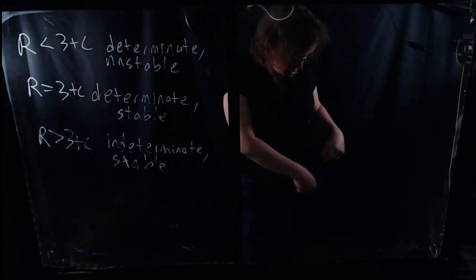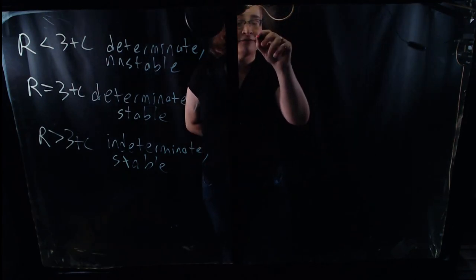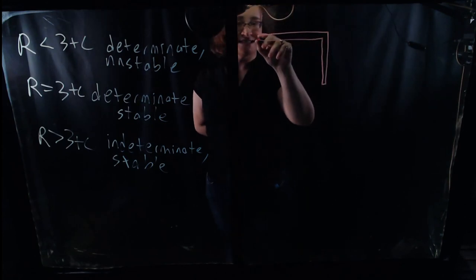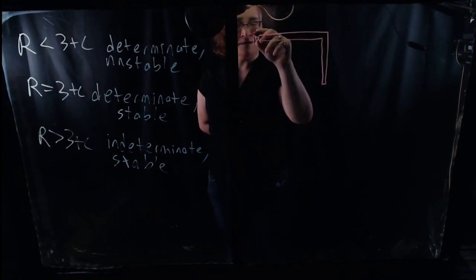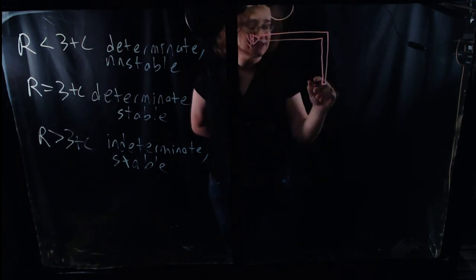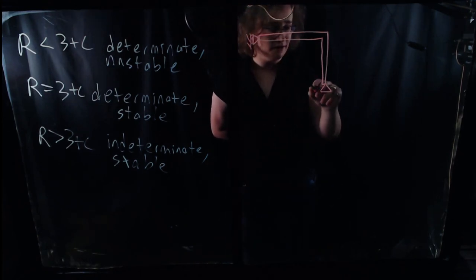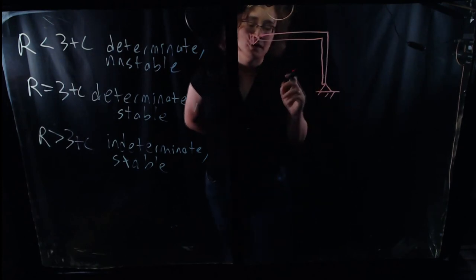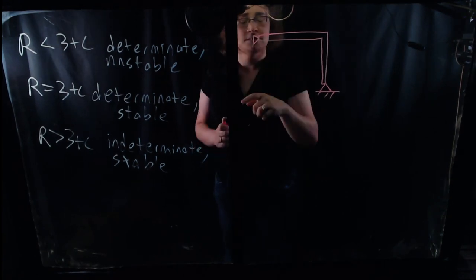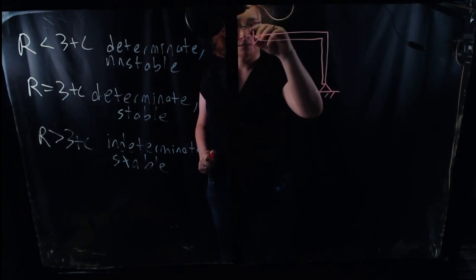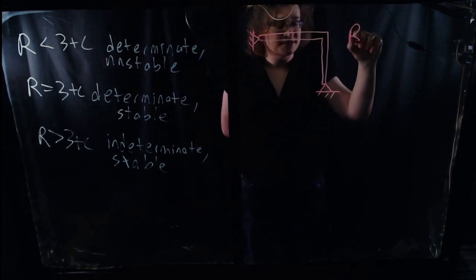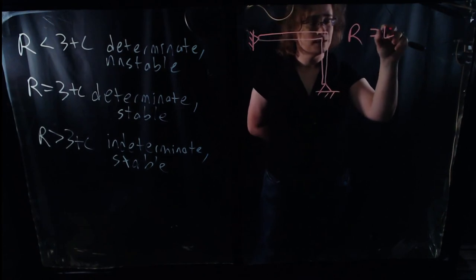So let's say I have a frame like this again. And I'm going to put a pin support on this side. Actually, that's a roller support. Sorry about that. And then a pin support here. I think I'll actually make this a pin as well. Imagine I have two pins. So my number of reaction forces, I have two pins, so R is 4.